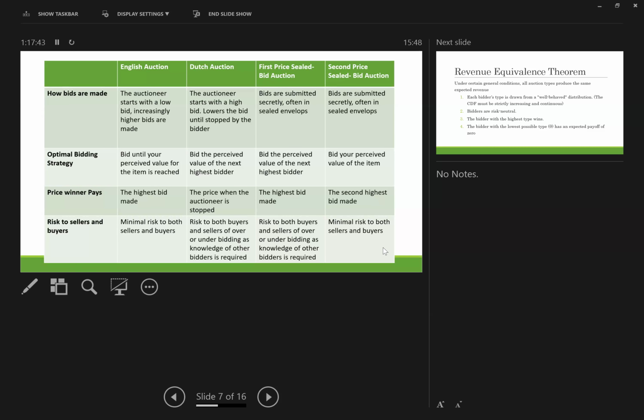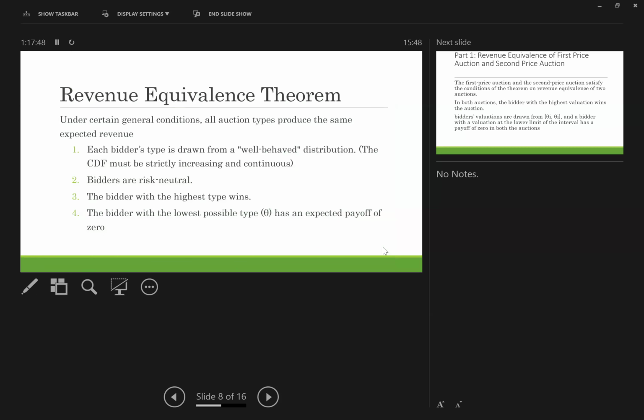Okay. So now let's look at something we call the revenue equivalence theorem. We have already established the bids and how much the highest bidder pays at the end of the day. Obviously, how much the highest bidder pays is what we will perceive as the revenue if you are the seller or the auctioneer.